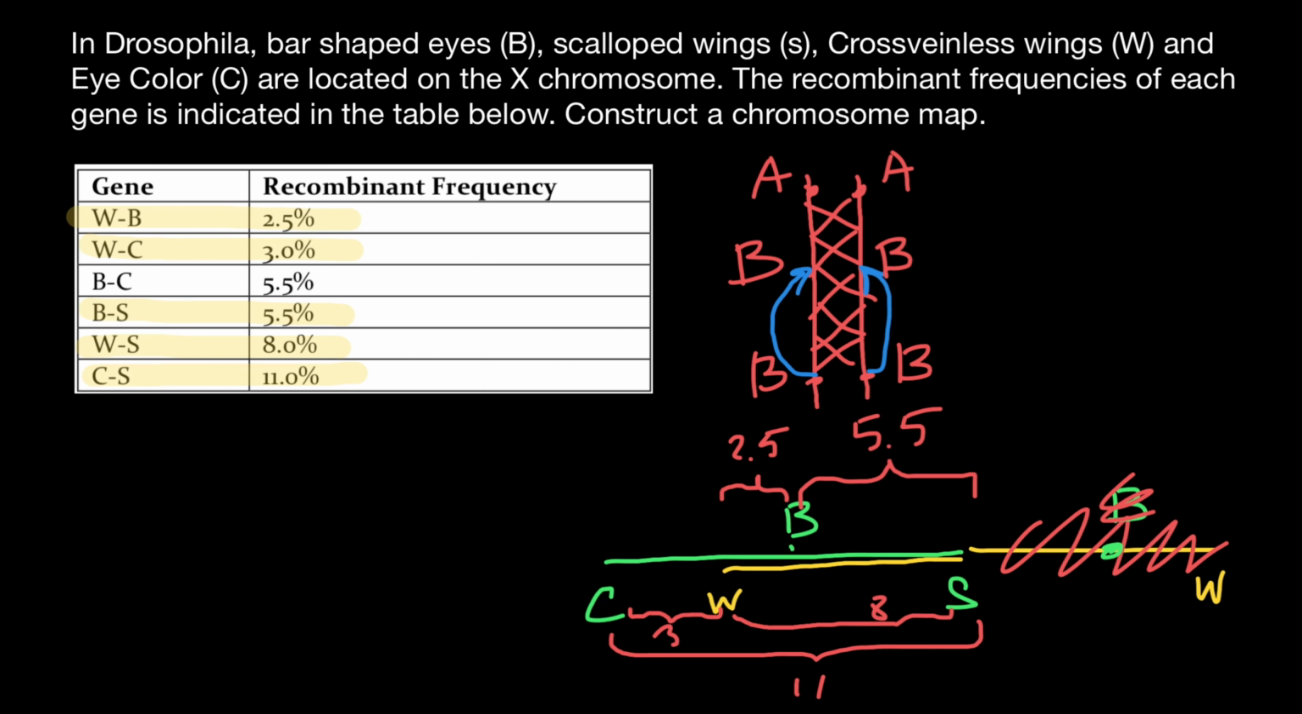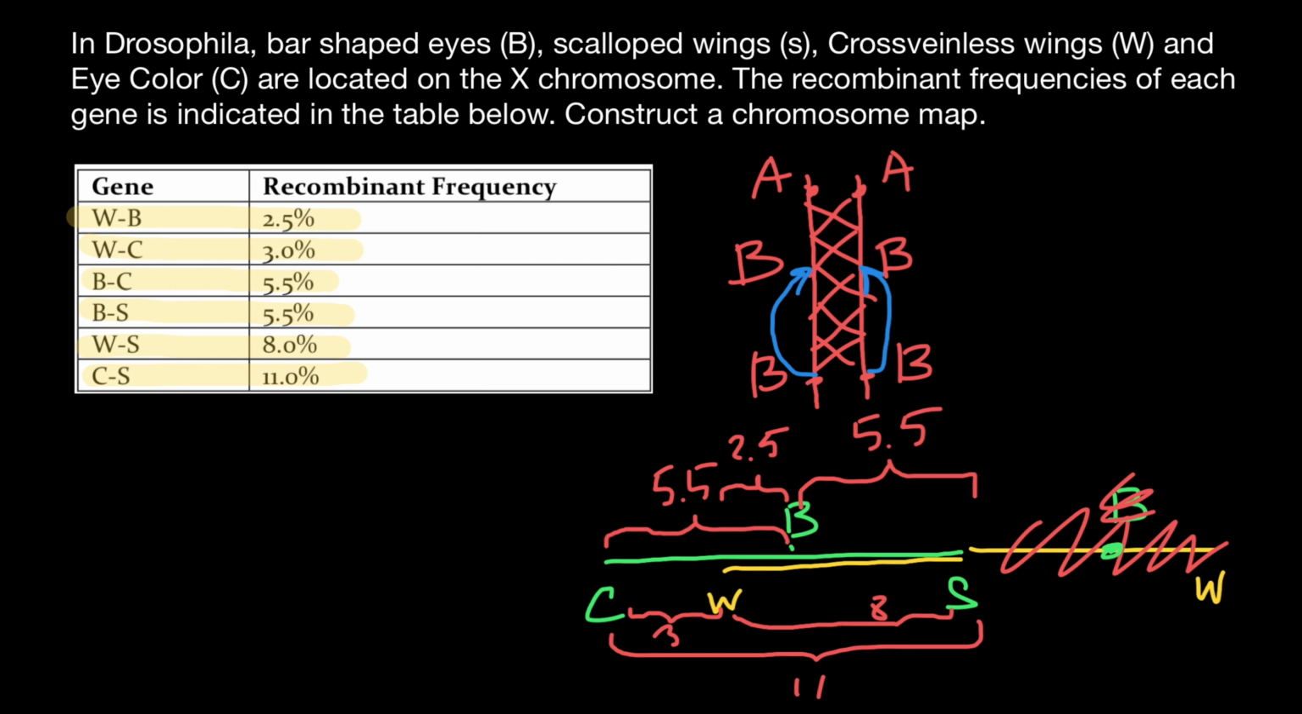So this is correct. And now let's check the last fragment, B and C, 5.5 map units. So between B and C, we should have 5.5 map units. Let's put this distance here, 5.5. How can we be sure that this distance is 5.5 units? Take a look. Between gene B and S, 5.5. If between B and C, 5.5, then between C and S, we should get 11. And this is exactly what we get constructing our map.